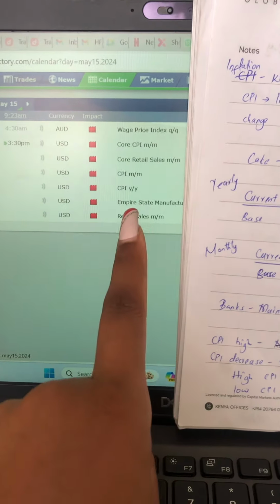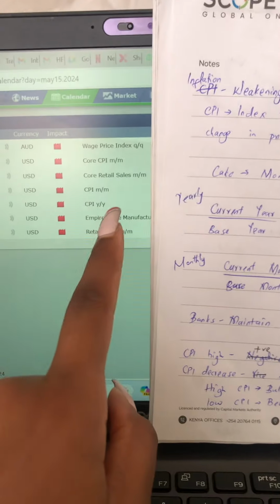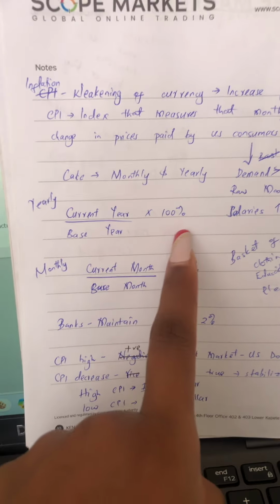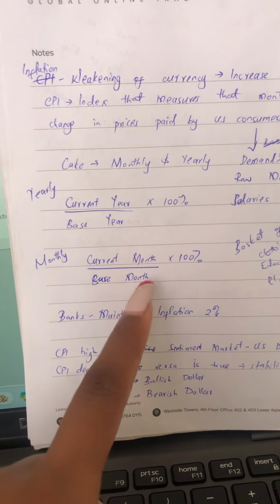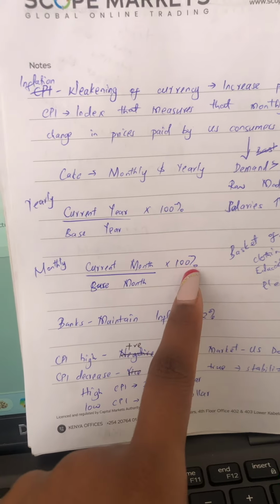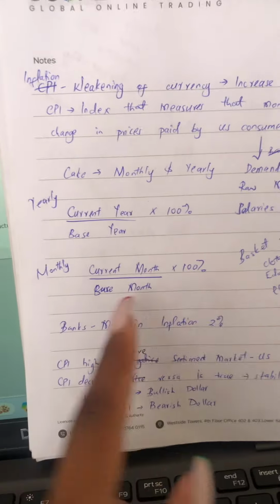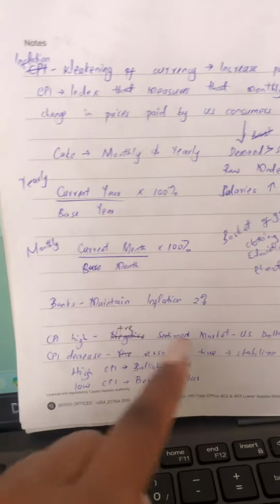So how do you actually calculate these two? So the CPI YY means CPI yearly, and you use current year over the base year multiplied by 100%. And the monthly, now you use current month over the base month times 100%. The current month means this month. Now the base month is the data for last month multiplied by 100, so that you now get the current data which you are waiting to be released.